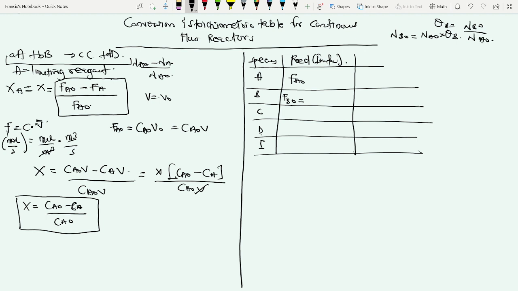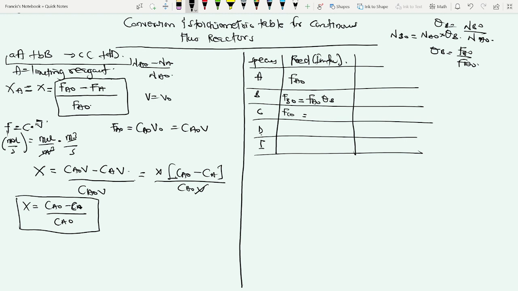So we established this fact, and the same thing applies. But here, because you're looking at flow rate, our theta B will now be FB0 over FA0. So now FB0 becomes FA0 times theta B. And then our FC0 also becomes the same thing, in a case where we have some of our products initially in the reactant, or initially in the feed.